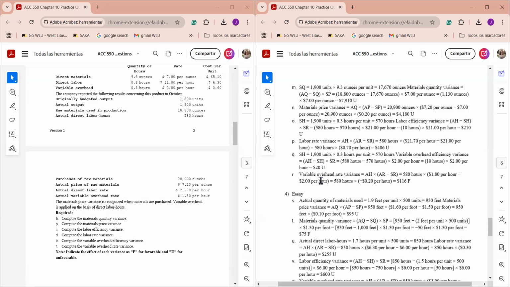Then our last question is telling us to compute the variable overhead rate variance. We're going to use our formula for variable overhead rate variance, which is our actual rate minus the standard rate times our actual hours. And that's going to be our number right here.